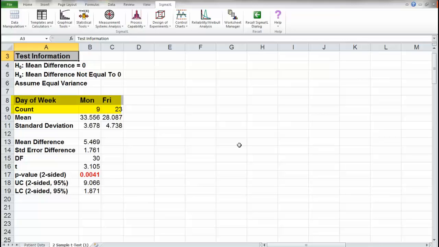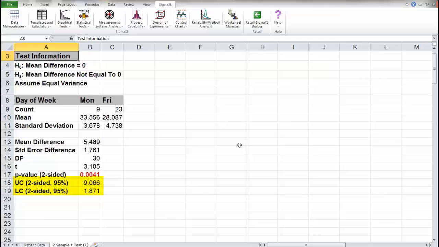Let's take a look at row 9. It's telling us we had 9 observations for Monday and 23 on Friday. The average on Monday was 33.5 minutes. The average on Friday was a little less. It was a little over 28 minutes. This shows us that the difference in those averages was about 5.5 minutes.